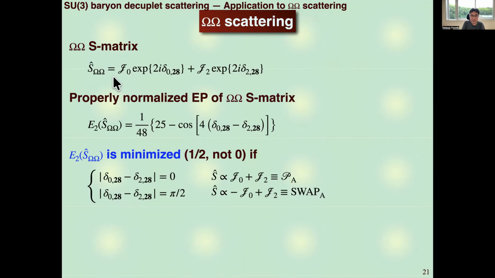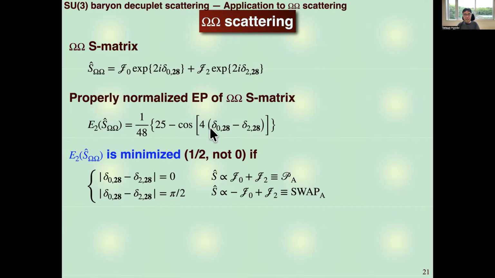So again, the omega-omega scattering S matrix contains two phase shifts. Although these are identical particles, because of the larger spin structure, we have two independent components in the flavor, spin 0 and spin 2. Now, with this proper normalization, for the entanglement power of the omega-omega scattering, we can obtain this expression. So there's only a single cosine component, and as before, we can check two minimum entanglement solutions.